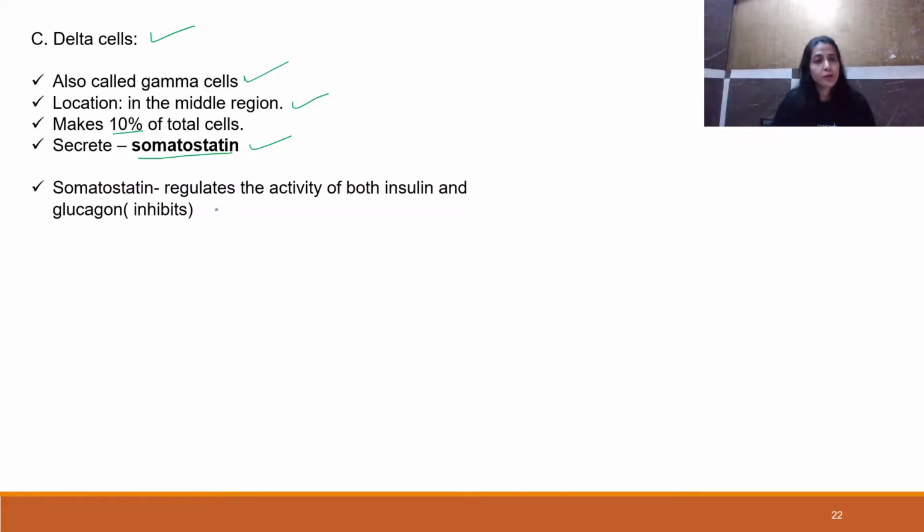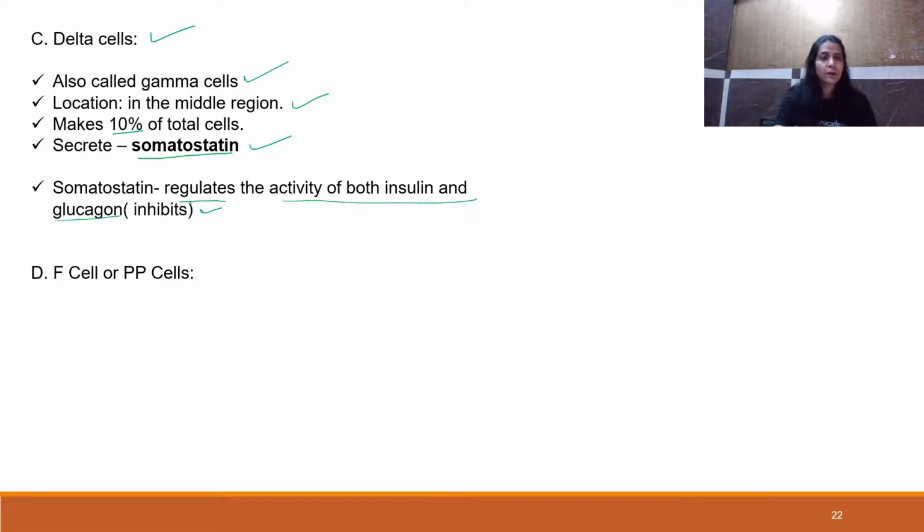Okay, what is the function of somatostatin? It regulates the activity of both insulin and glucagon. In short, it inhibits them wherever it is required. So it keeps a check or control on them. It's like a big brother of insulin and glucagon. If they are not functioning properly or if they are secreted in excessive amounts, then it keeps a check and regulates their activity, rather inhibits them. All right. Is that okay?